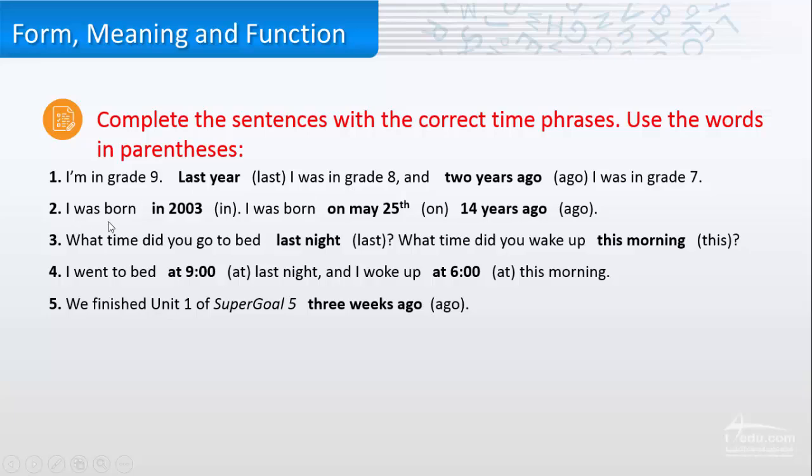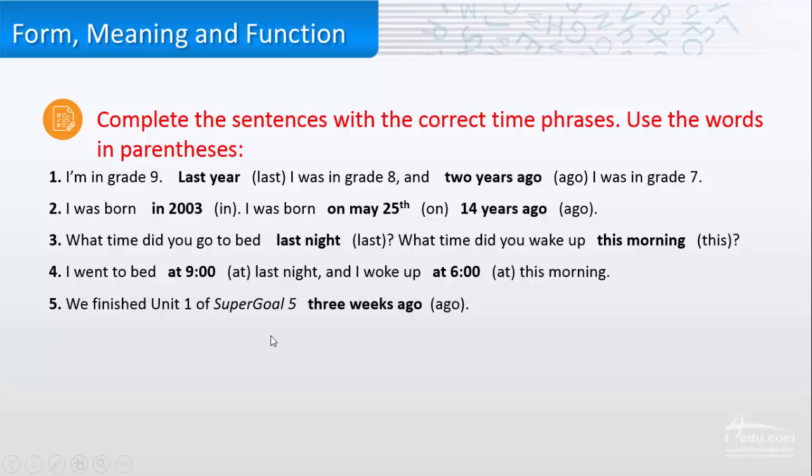Okay. Number two, I was born in 2003. So I used in because it's the year. I was born on May 25th, 14 years ago. Okay. Three, what time did you go to bed last night? Again, because I'm talking about something in the past. What time did you wake up this morning? This is not in the past, this morning. And number four, I went to bed at 9 last night and woke up at 6 this morning. So these are the prepositions with time.